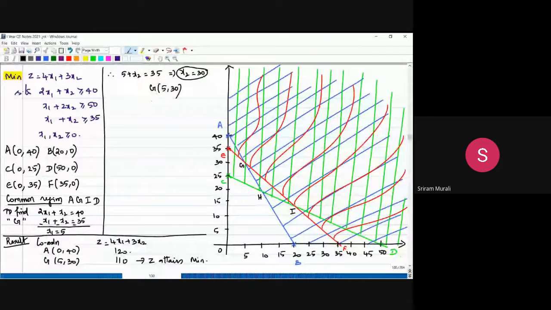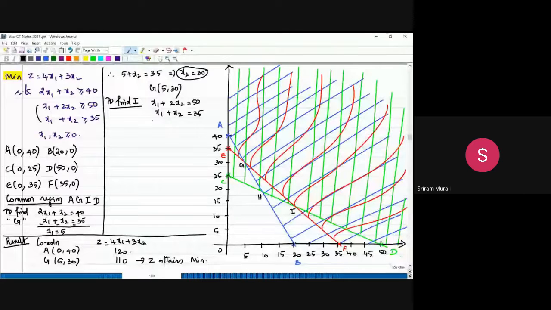In the same way, to find D. D is an intersection. No, D is already there. Why should I want to find it? I have to find only I. To find I, it's an intersection of CD and the second line. Then these two lines should be solved: x1 plus 2x2 is equal to 50, and x1 plus x2 is equal to 35.